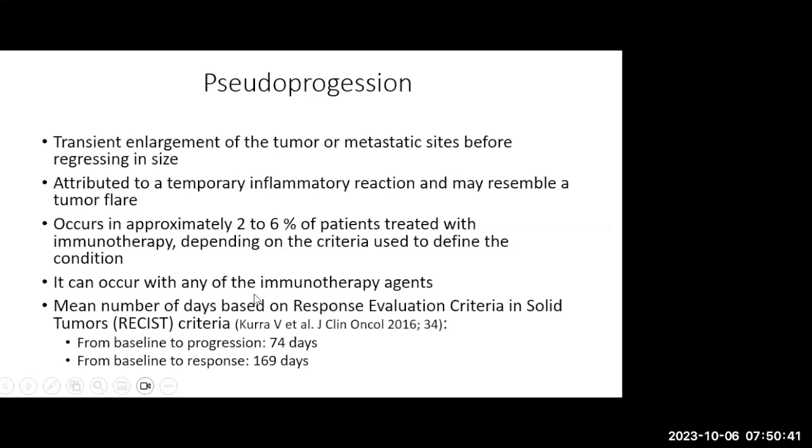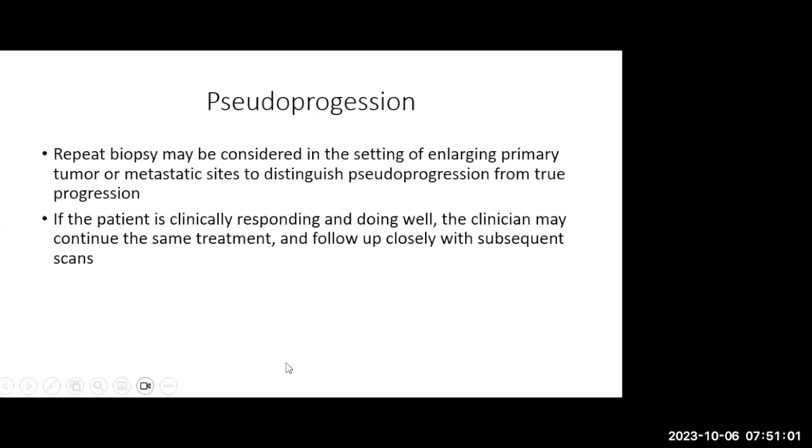With any of the immunotherapy agents that are available and approved by FDA, the mean number of days based on RECIST criteria from baseline to progression is about 74 days. And then from baseline to response is about 170 days. So basically you see the progression and then you start seeing the response. This is a clinical call.